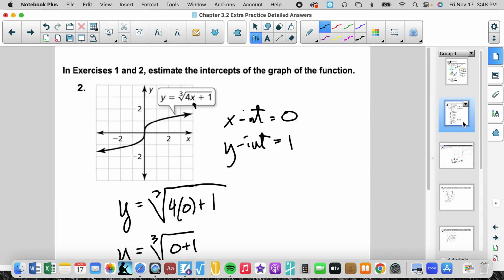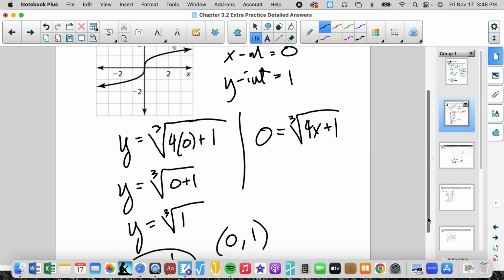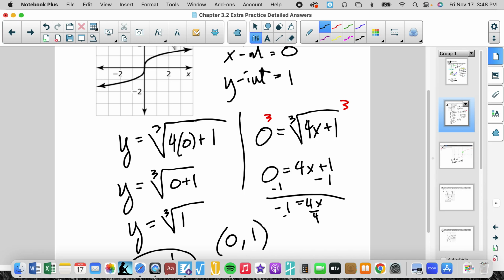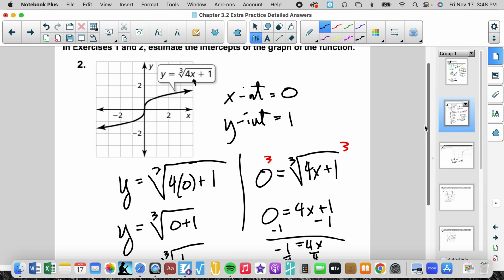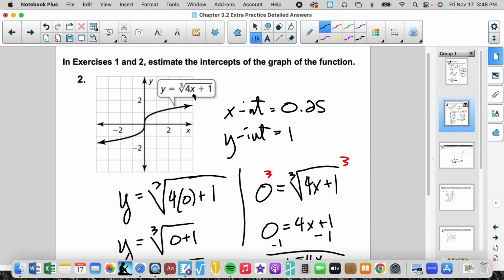And then if I wanted to find the x-intercept by plugging in, I'd go 0 equals the cube root of 4x plus 1. And how do we get rid of a cube root? We cube it. So we would cube this. We would get 0 equals 4x plus 1, minus 1 on both sides. Divide by 4, and we get negative 1/4 equals x. Yes, look at that.